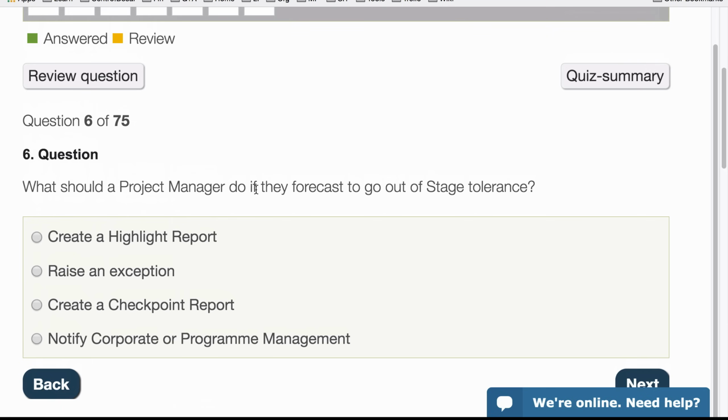What should a project manager do if they forecast to go out of stage tolerance? If, for example, they will lose 2 or 3 weeks, or if they go way over funding. So create a highlight report. No, that's a normal report. Raise an exception. That sounds good, because they have to tell the level above them this is a problem. Create a checkpoint report. That's done by the level below, so that's no good, by the team manager. Notify corporate program manager. That's not done by the project manager. They have to communicate with the project board. So in this case, it's raise an exception.